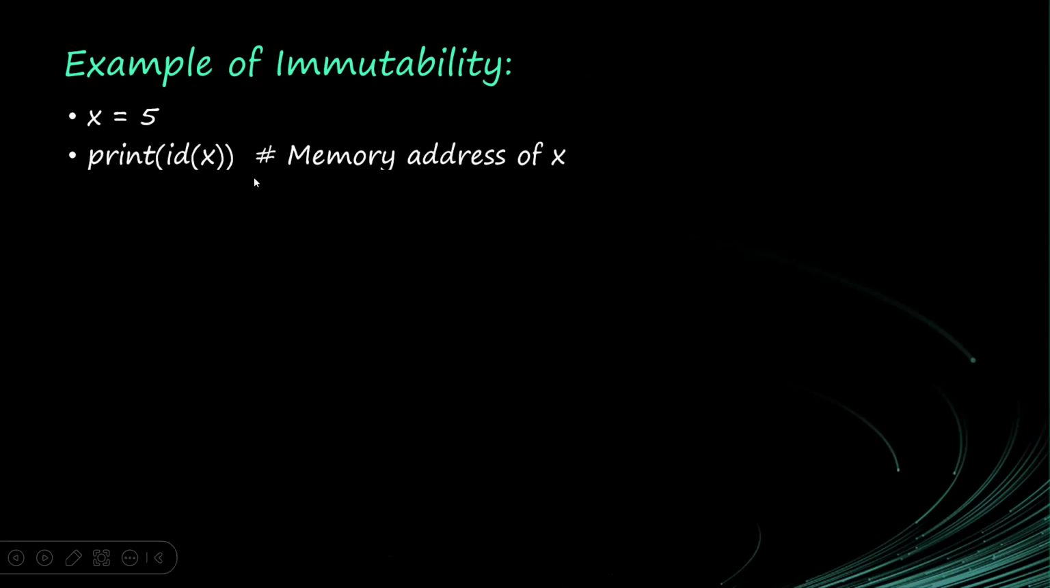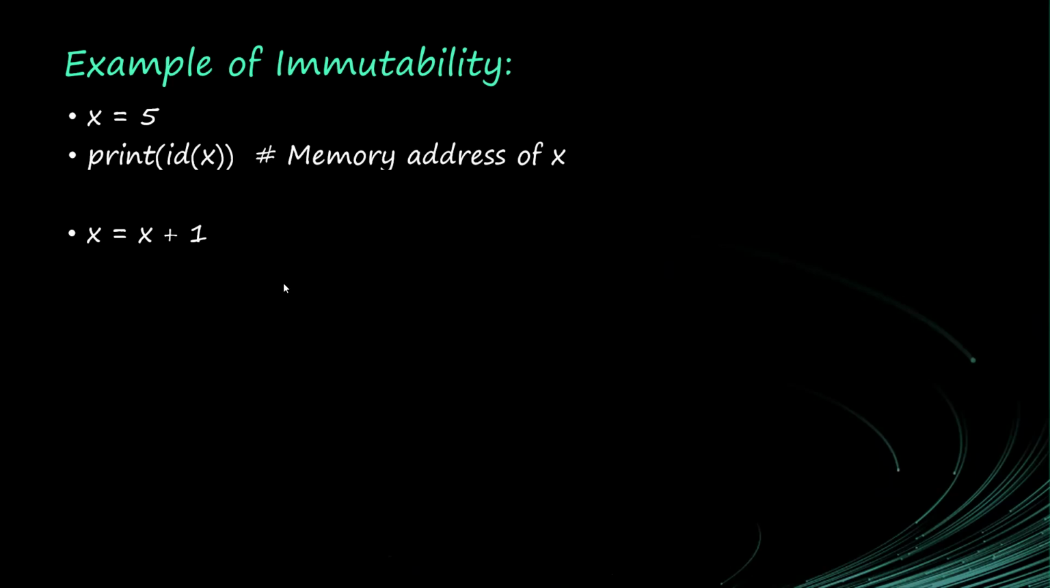So let me show you something. Let's see an example of immutability. When you do this, x is equal to 5, you have created a variable and you have assigned 5 to it. So this is an integer variable. Now, there is a function called id. The id function will actually give you the memory location of that variable. Remember that the variables that you create are actually tied to an address, a memory location.